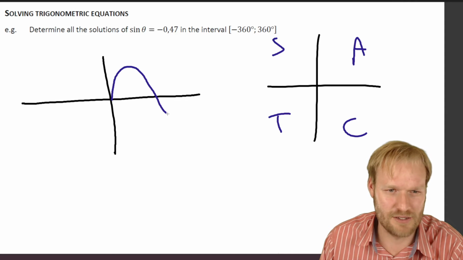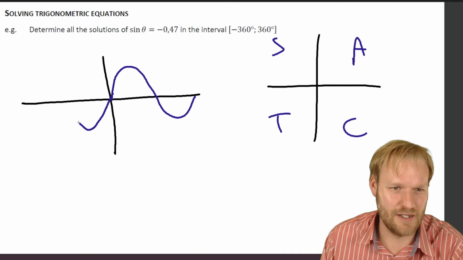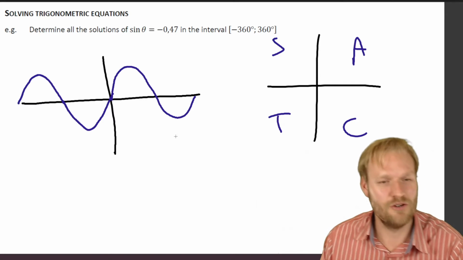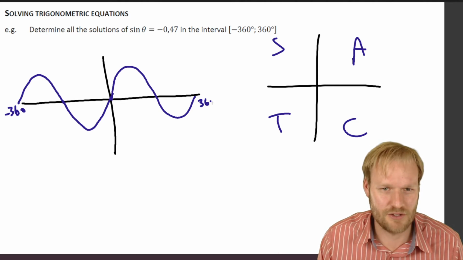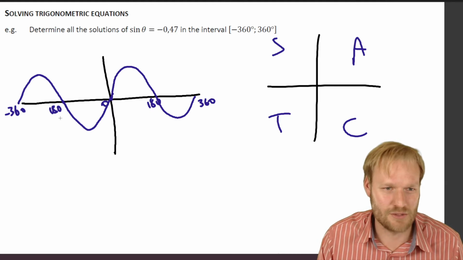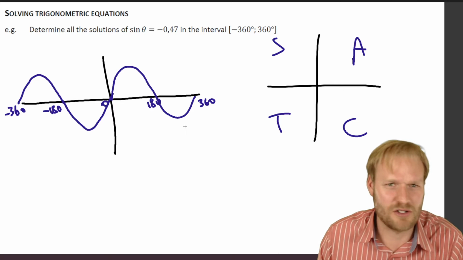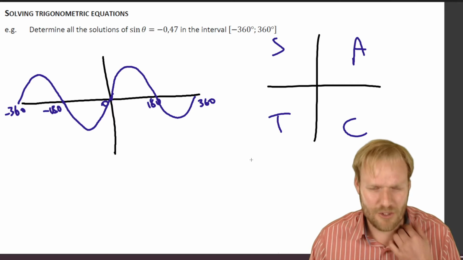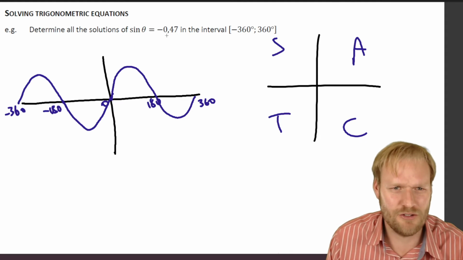I know what sine theta looks like. There's what it looks like up to 360. And if I went the other direction, of course, I need to go all the way to there, from negative 360 up to 360, 0. And here are some important points, minus 180 and 180. So maybe you don't use the CAST diagram. You've just got your graph ready to go. But either way, let's keep both of those there for reference and solve for sine theta.